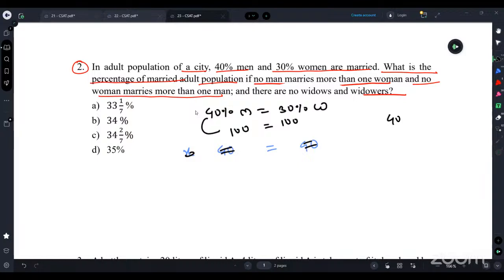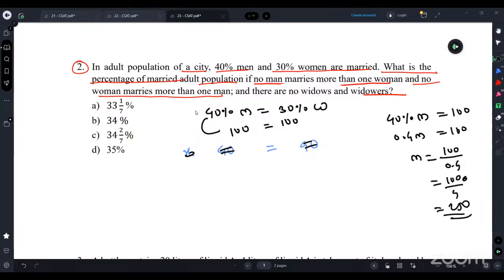So basically 40% of total men is equal to 100. So 0.4 times m is equal to 100. So what will be the value of m? It will be 100 divided by 0.4, right? So 1000 by 4. So that is basically 250. So you have a total of 250 men, right?